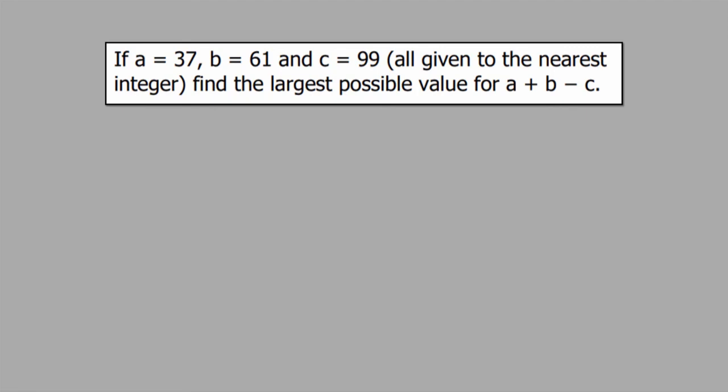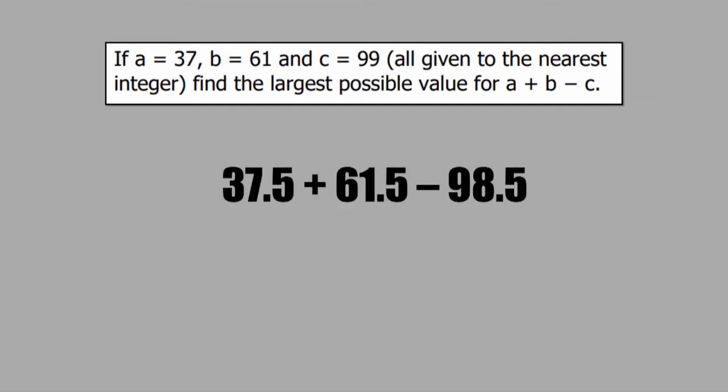But now we have to subtract C. So to get the largest answer, we actually want to subtract the smallest possible thing that we can. So this time we're going to find the lower bound of C, which is 98.5, and that's what we'll subtract. So to get the largest possible value for that calculation, we'll take an upper bound, add it to an upper bound, but subtract the lower bound. Can you see why? And that will give us the answer, in this case 0.5.